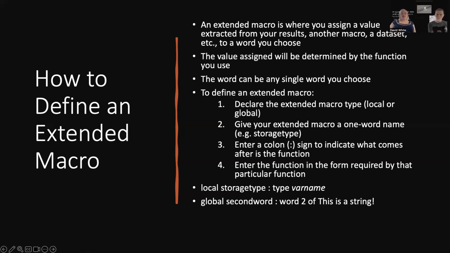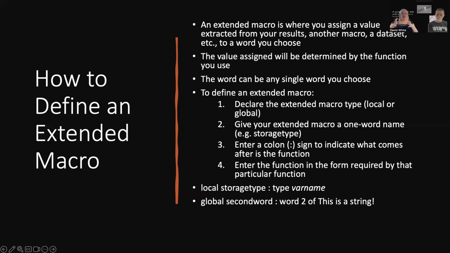Right. So again, it's a single word that you choose, and it's defined with 4 steps, but the steps are just slightly different. The first is always the same: declare the macro type. Is it a local or a global? Second step, you give your macro name. That's the same as well. So for example, use the word storagetype, one word, you can see there's no space. Third step is the colon. Instead of an equals sign, we're using a colon for extended macros to indicate that what comes after that colon is going to be some kind of defined extended macro function.